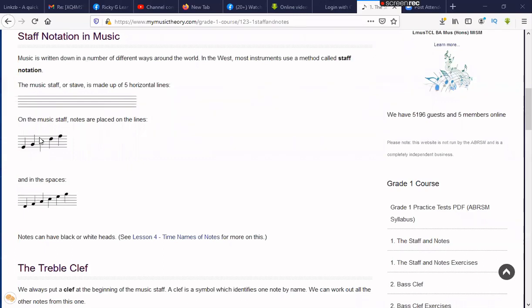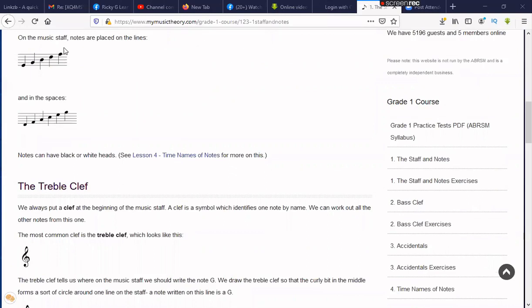So here you see some notes placed on the lines and some placed in the spaces. But as it is like this, they don't make sense. You can't call any of these things anything until the lines and spaces are defined. And how do we define them? We define them with what is called a clef. Now we have the treble clef.